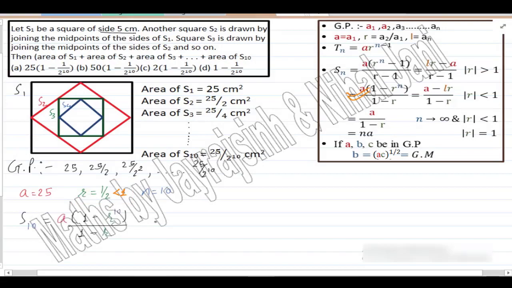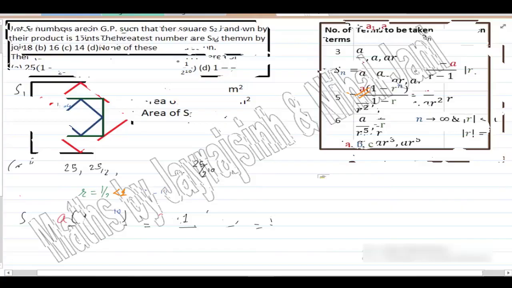So let's find out our S10. Put the value of a, which is 25, in the bracket 1 minus 1 by 2 whole raised to 10 upon 1 minus 1 by 2. Okay, 1 minus 1 by 2 will be 1 by 2, and that will give us 50 in the bracket 1 minus 1 upon 2 raised to 10. So tada! Option B is your final answer.